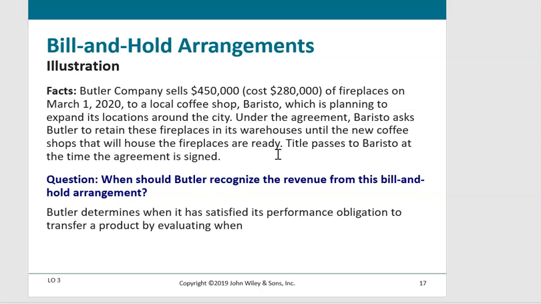Question: when should Butler recognize the revenue from this bill and hold arrangement? Butler determines that it's satisfied its performance obligation to transfer the product. Now, typically this is going to be when the actual product switches hands and goes to the customer, but if it's a bill and hold, we evaluate when the customer, Baristo, obtains control of the product. And even though it is in Butler's warehouse, we're saying we are transferring control. So then we can satisfy the performance obligation even though we haven't delivered it yet.